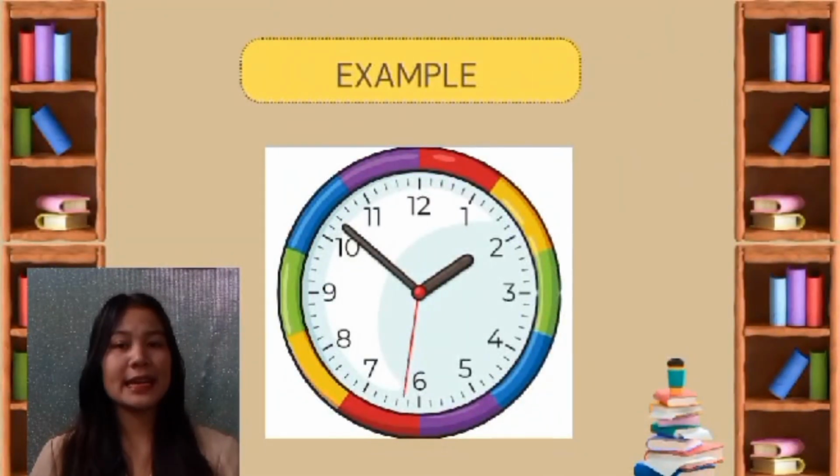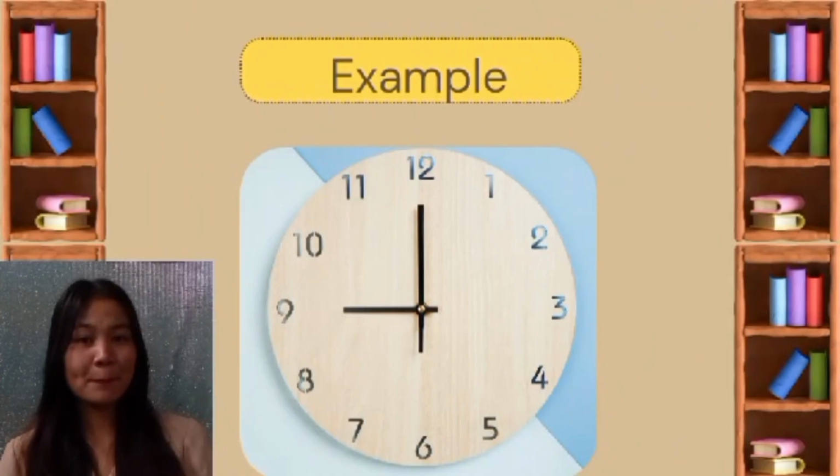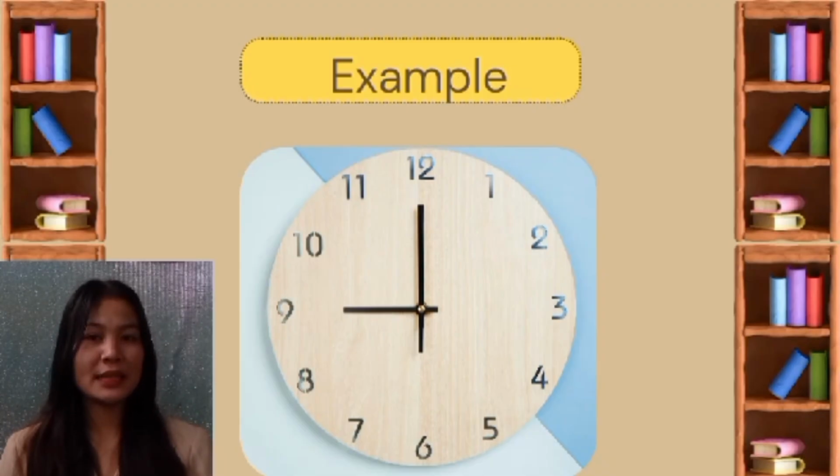Example, as you can see in this image, the short hand is pointing at 2, and then the long hand is pointing at past 10. That means the time is 2:12. Another example is this. The short hand is pointing at 9. The long hand is pointing at 12. This means that the time is 9 o'clock.